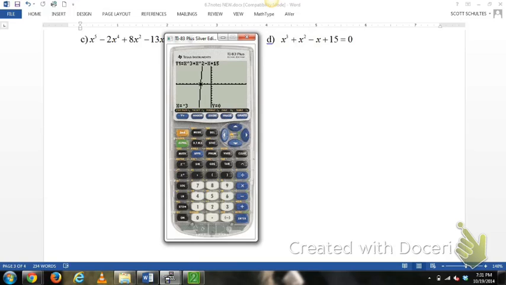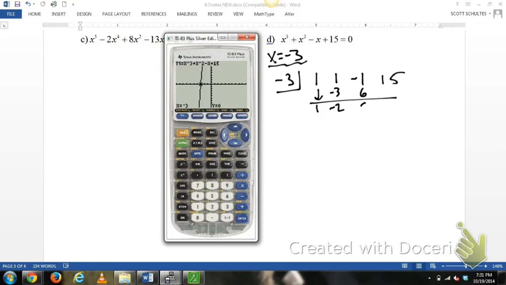There's no repeated solutions. So I'm ready to do the math now that I know x equals -3 is the only solution that I have. I'm going to synthetic divide that out. It's 1x cubed, 1x squared, -1x, and then a 15 over here. So I'm going to drop down the 1. If I multiply, I get -3. When I add, I get -2. If I multiply, I get 6. When I add, I get 5. When I multiply, I get -15. When I add, there's my 0.